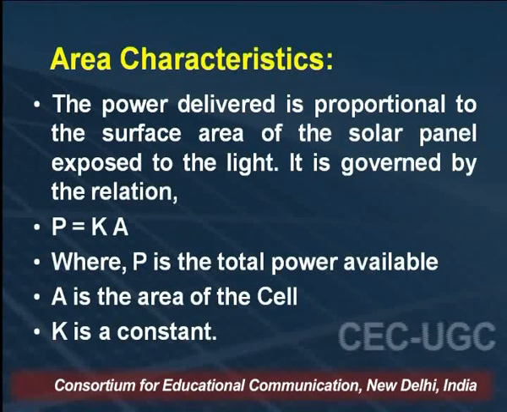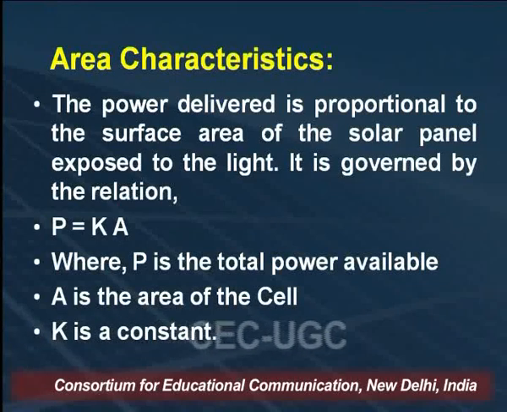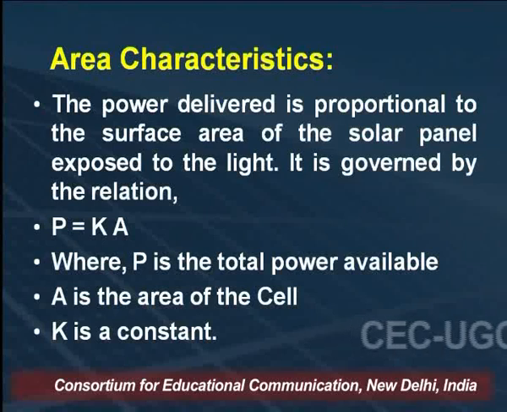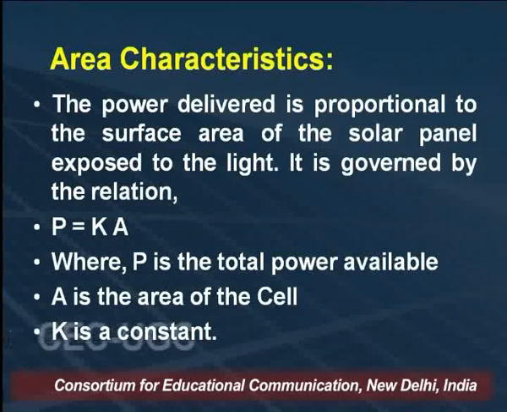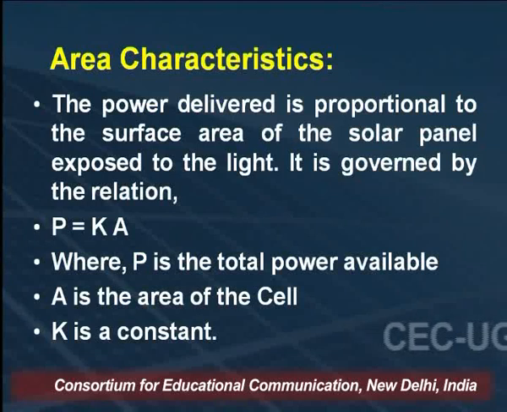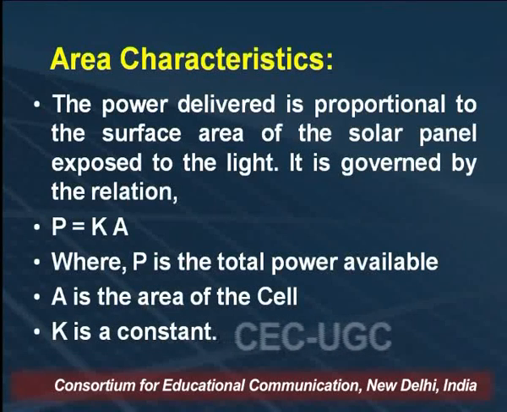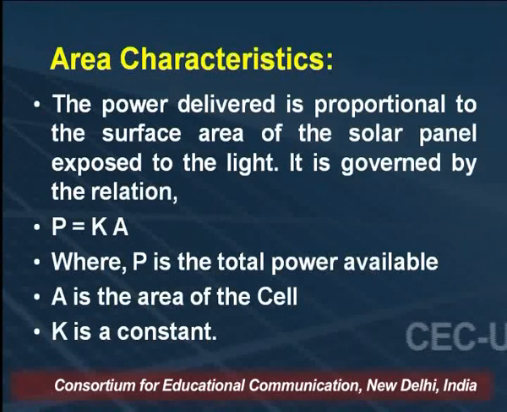Then we plot a graph and we get a curve. Now what are the area characteristics? The power delivered is proportional to the surface area of the solar panel exposed to the light. How much power we are getting depends on how much of the solar panel is exposed to the solar light. That is governed by the relationship P = KA, where P is the total power available, A is the area of the cell, and K is the proportionality constant. So P is directly proportional to A.